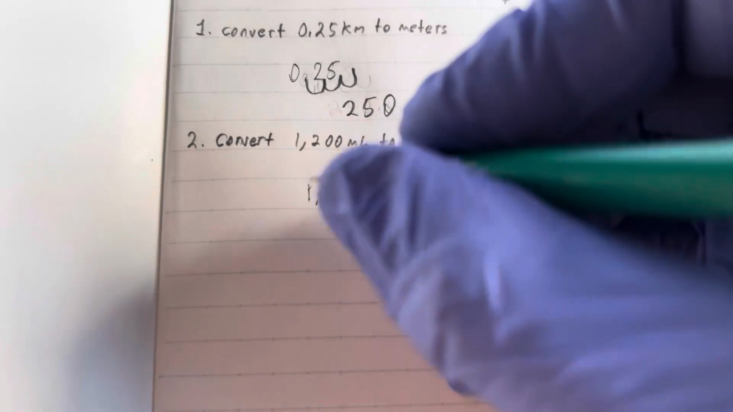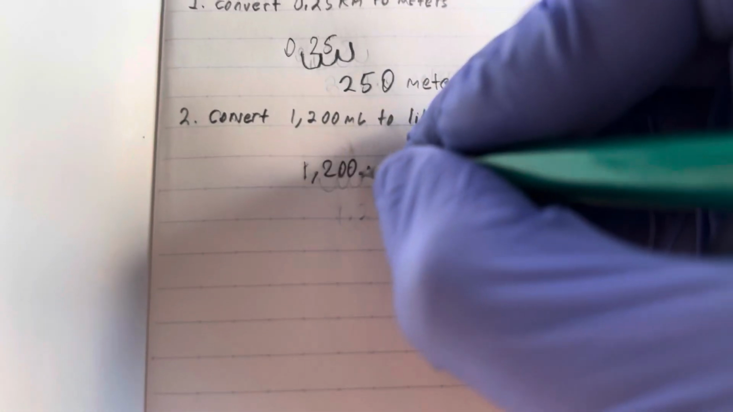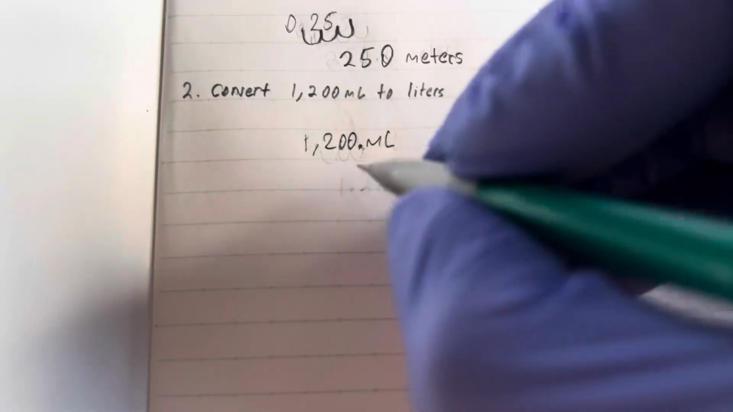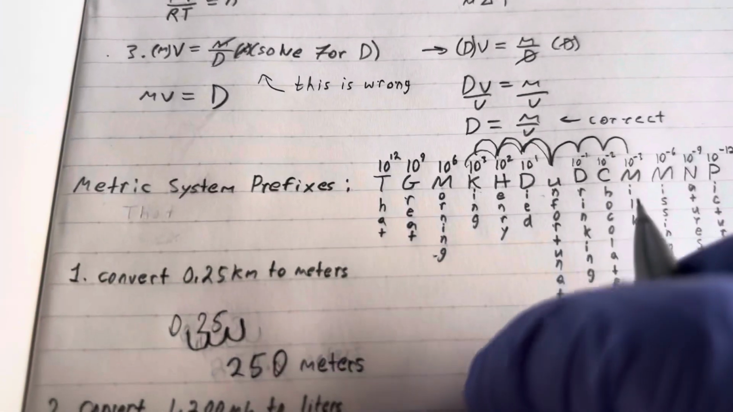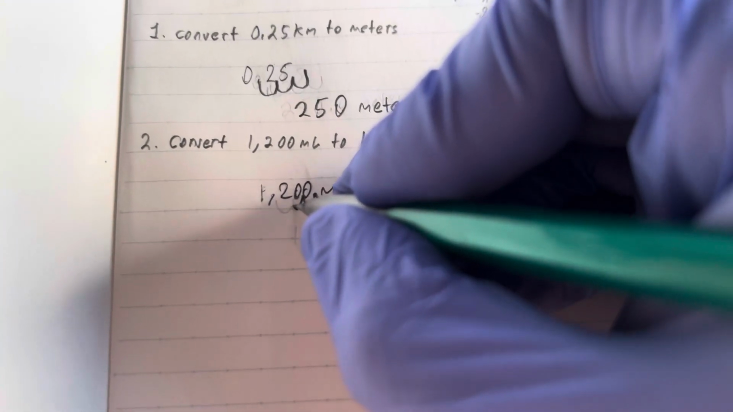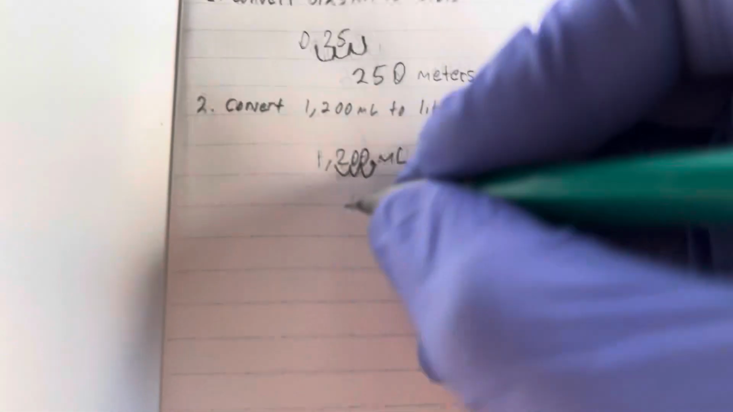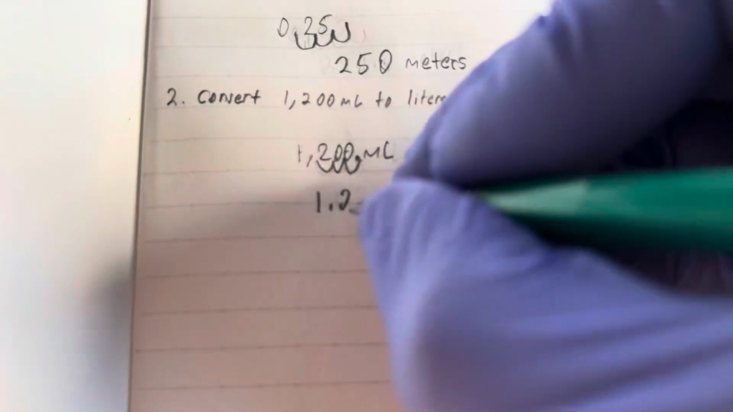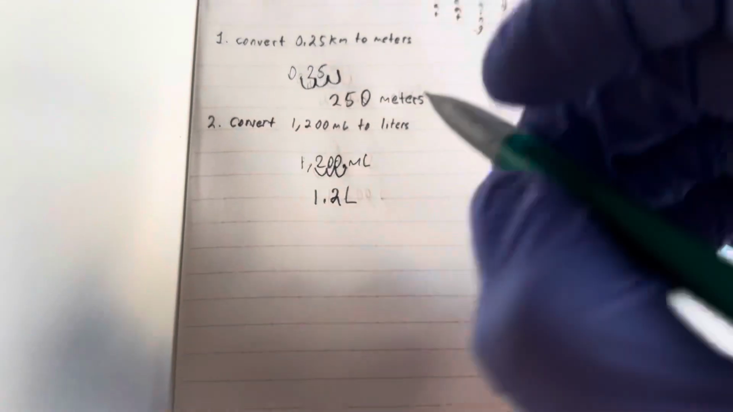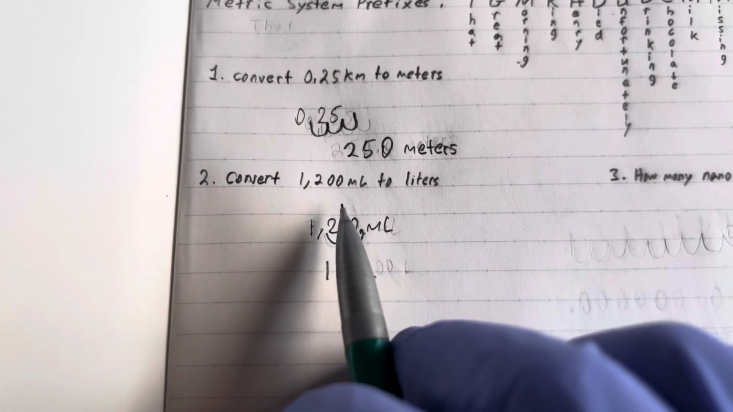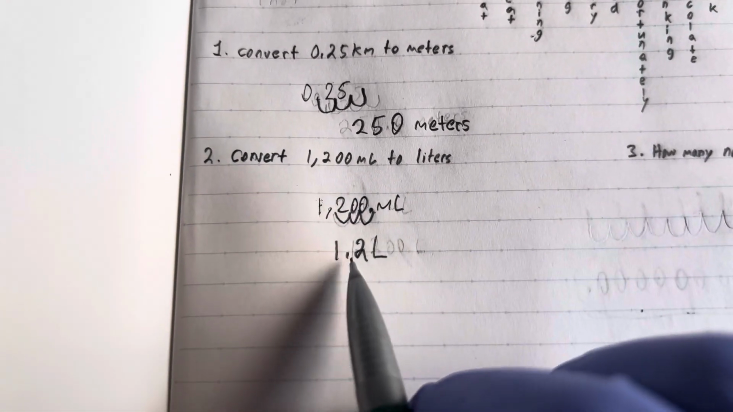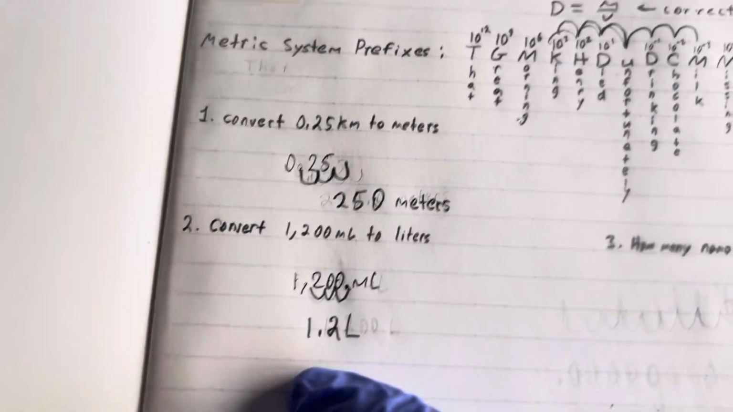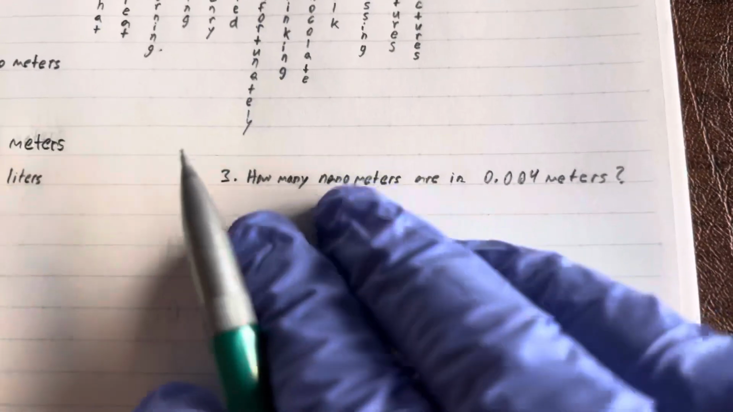When you don't see a decimal point, that means it's at the end, to the right. How many places? 3 places to the left. Let's do that. 1, 2, 3. So we have 1.2 liters. So 1,200 milliliters is just 1.2 liters. Super easy. Let's do a big one for the last one.